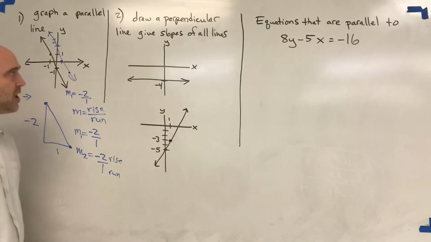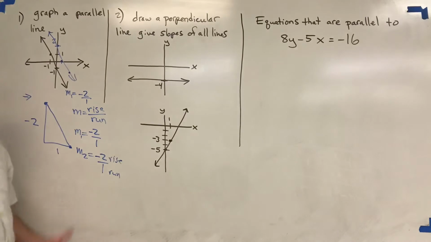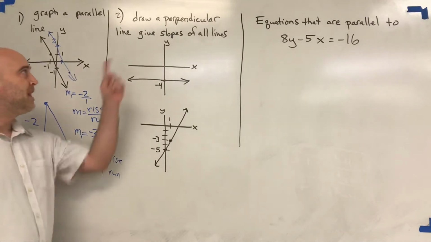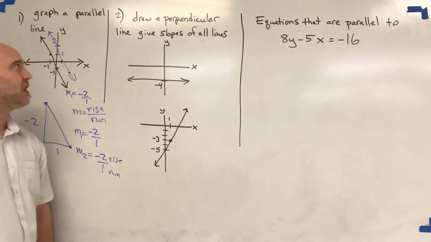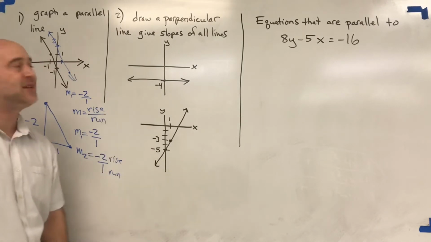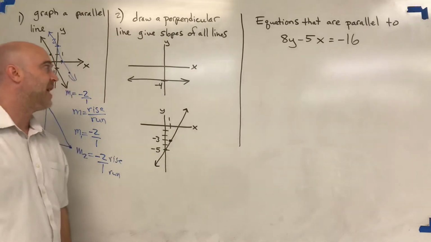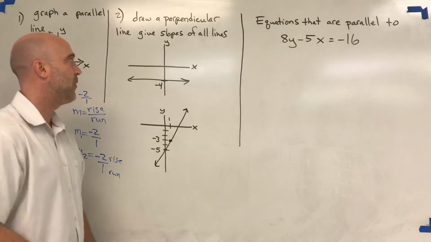All right, next one. So I've graphed a parallel line. Check. The key was having that same slope. Next, draw a perpendicular line. Give slopes of all lines. Okay, so I went ahead and did 2 of these because they gave me a flat line, and that's kind of a special case, so we just have to be careful with that.